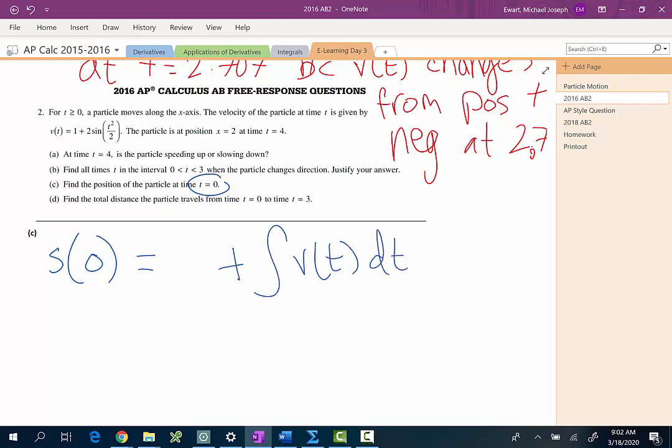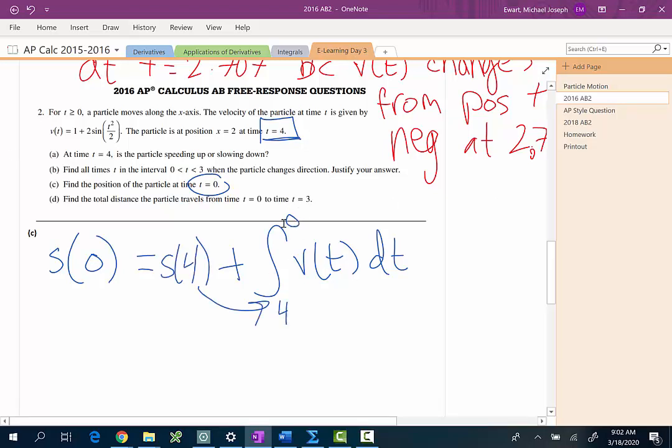Now, this one's a little bit different because usually we're given time 0, but this time we were given time 4. So, because we were given time 4, we're going to have position at 4, and then that needs to be where we're starting, so it's from 4 to 0. So this integral kind of looks backwards. Normally we're going from 0 to 4, but we just need to make sure we're confident with that setup, that s of 0 is what we're looking for.